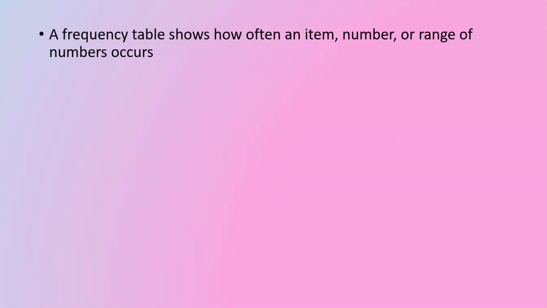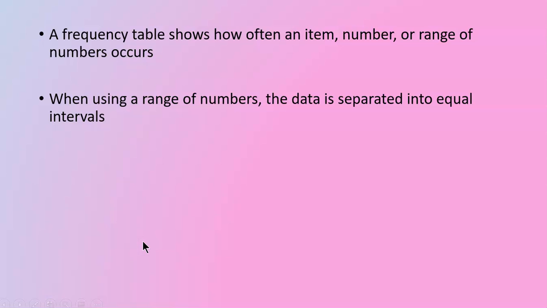Here we go. So, a frequency table shows how often an item, number, or range of numbers occurs. Okay, and you can see that you have blanks to fill in on your note sheet. Now, when using a range of numbers, the data is separated into equal intervals. And we already covered what an interval is, so you should have that in your brain already.